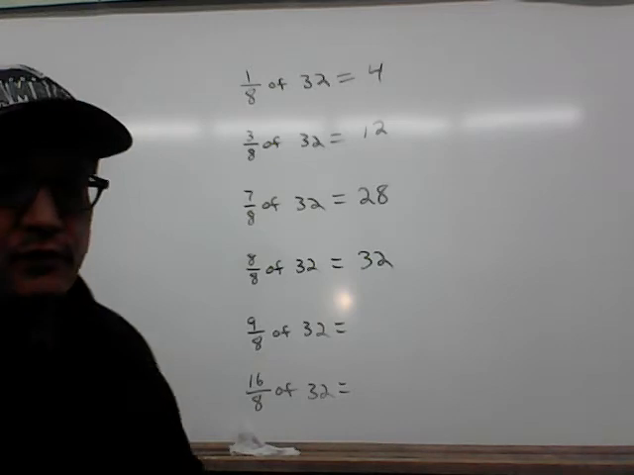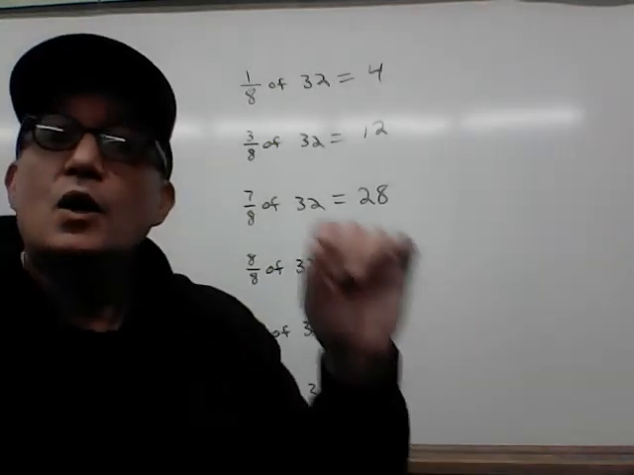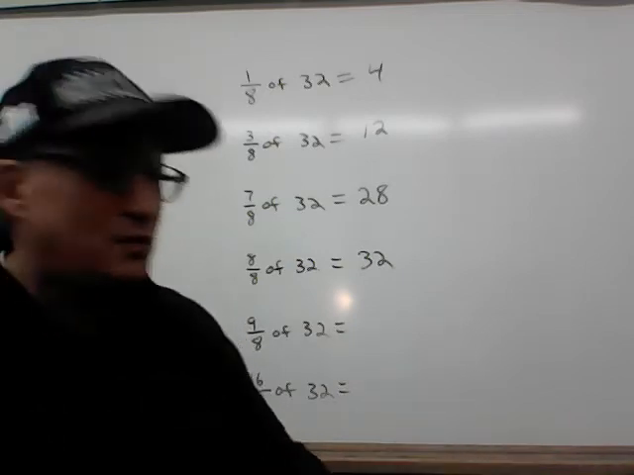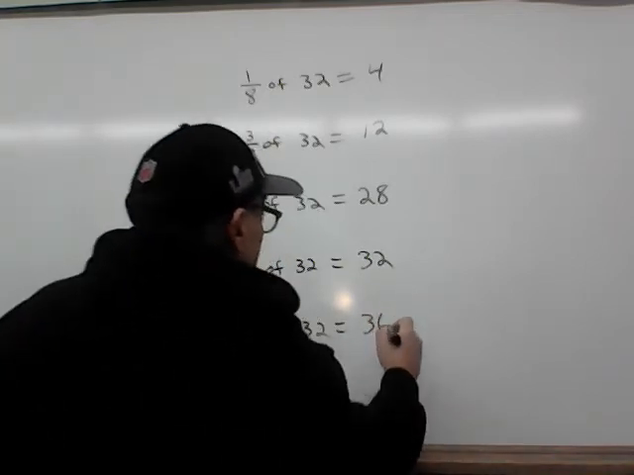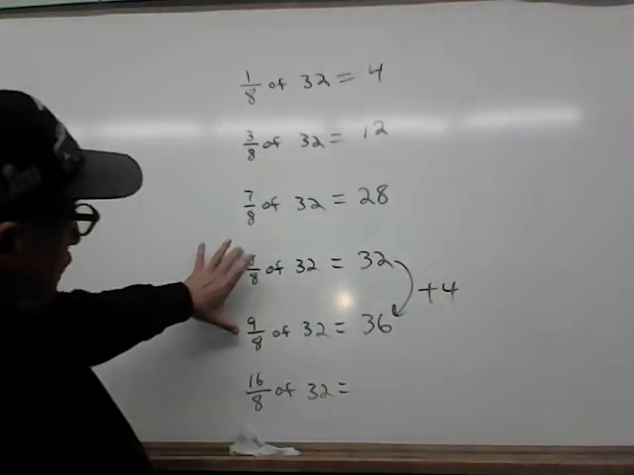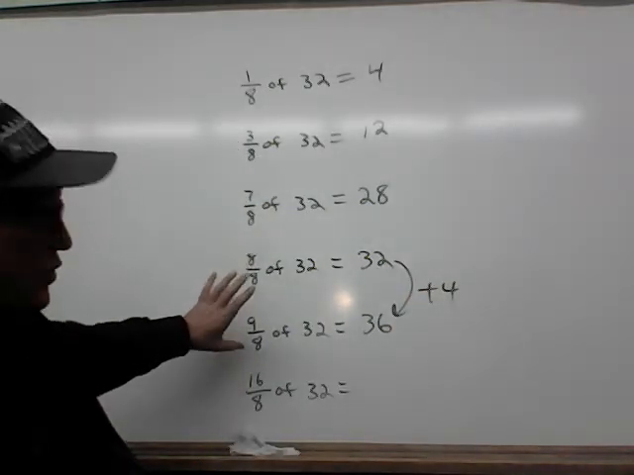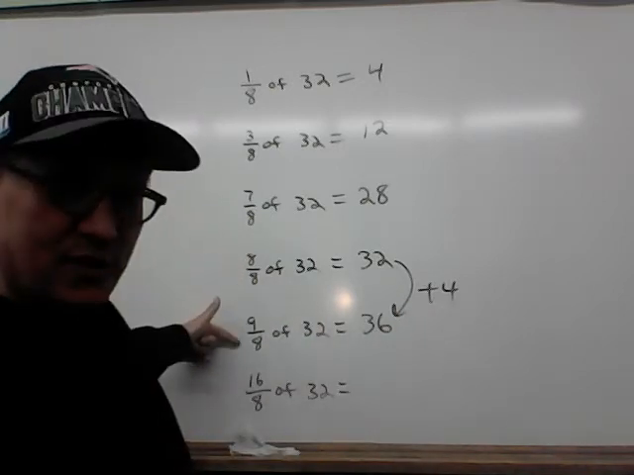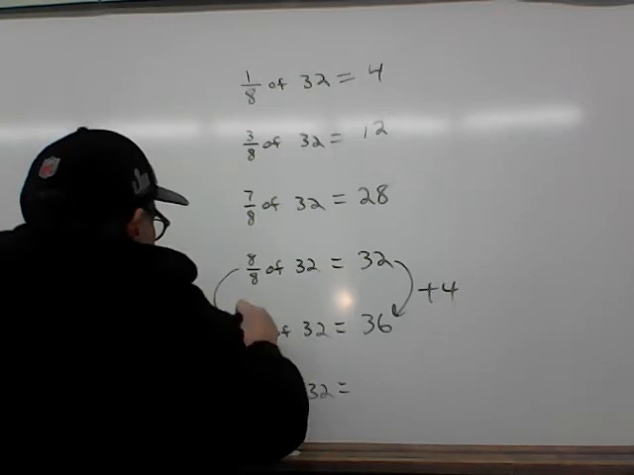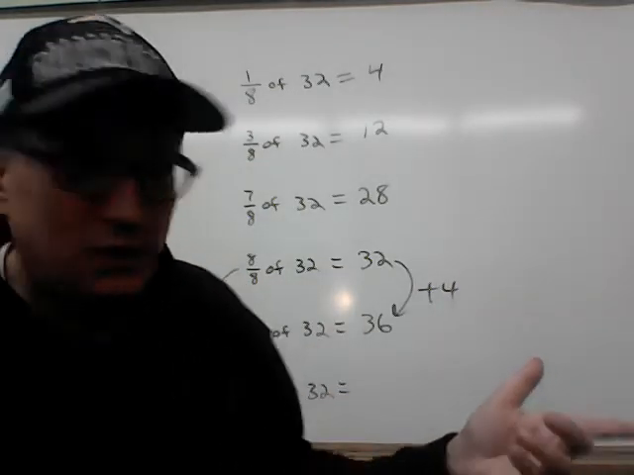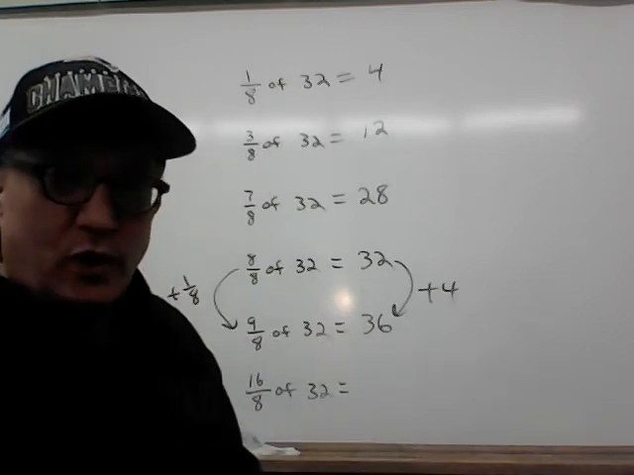Now how about 9/8 of 32? Well, 1/8 of 32 is 4, so 9/8 of 32 is 9 times 4, or 36. Notice it's 4 more. When we went from 8/8 of 32 to 9/8 of 32, we went up by 4. Why is that? Because we went up by 1/8. And 1/8 of 32 is 4, so that's why the answer went up by 4.